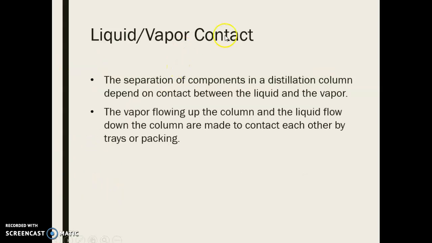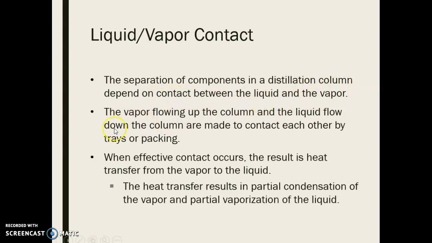Now we're going to talk about liquid-vapor contact. The separation of the components in the distillation column depends on the contact between the liquid and the vapor. The vapor flows up the column and the liquid flows down the column, and they're made to contact each other by the trays or the packing. When you get that effective contact, heat transfer occurs. The heat transfer results in partial condensation of the vapor and partial vaporization.